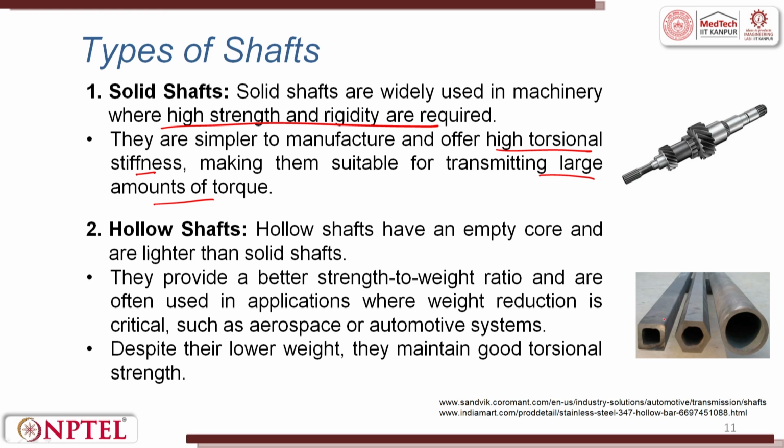Then come hollow shafts. We call them hollow shafts, or hollow pipes, and these could be used as shafts as well. Hollow shafts have an empty core and are lighter than solid shafts. The strength to weight ratio is always better here, and these are often used in applications where weight reduction is critical, such as in aerospace and automotive systems, where weight is to be reduced but equivalent strength is required. So there the hollow shafts are used.